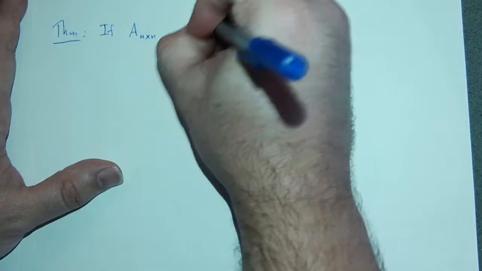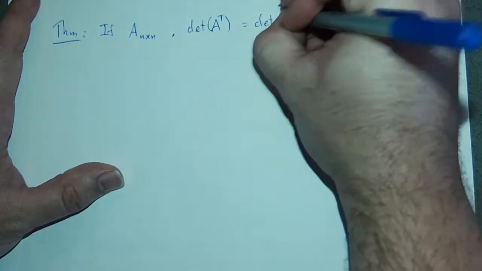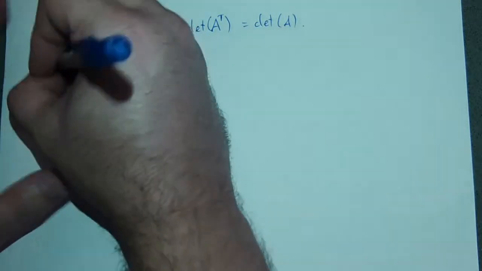So here's a fun fact. If A is some n by n matrix, the determinant of A transpose is actually just the determinant of A. So transposing a matrix doesn't affect the determinant. Okay, here's another theorem.